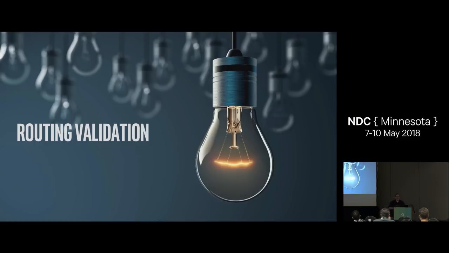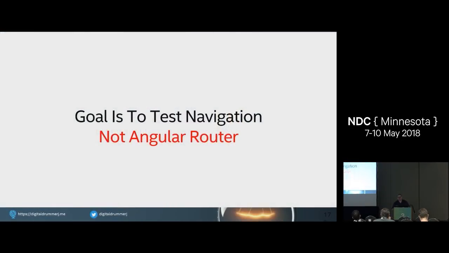So on to routing. Our goal is to test navigation, not to test the Angular router. You've got to have enough faith in the frameworks that you're using that they've fully tested it, and I don't need to retest it. So I just want to test my navigation. If I take some action and I expect it to route somewhere, did it actually route somewhere? A great example of this is authentication. If I logged in successfully, I'm going to go to the home page or go to an admin page. Did it actually route successfully?